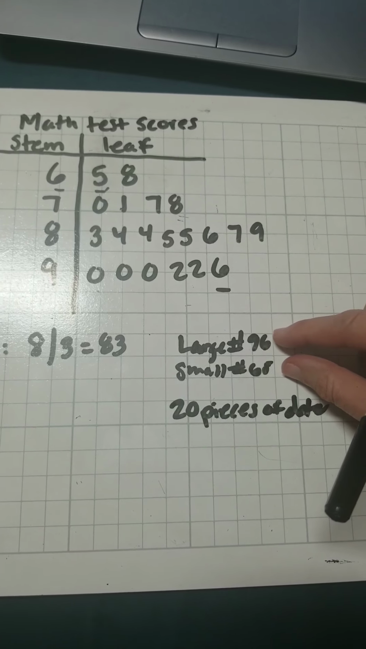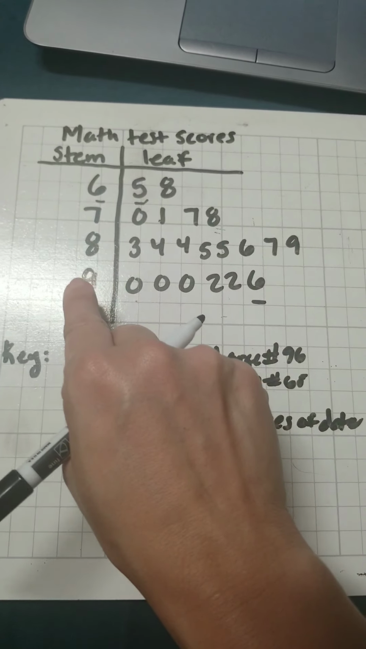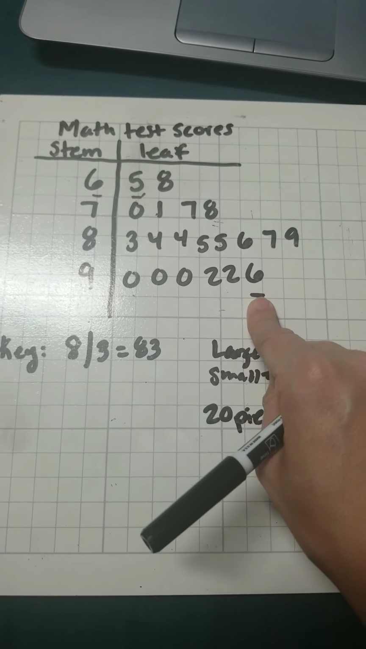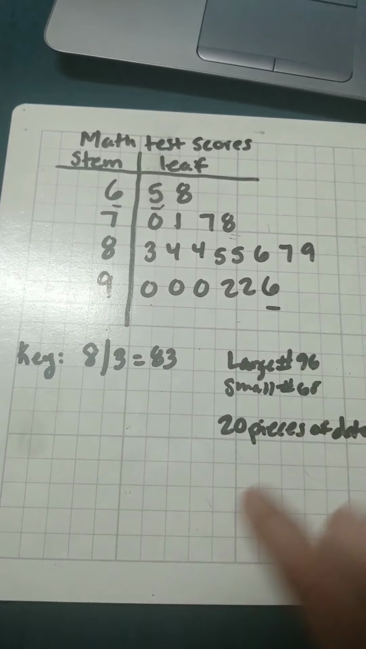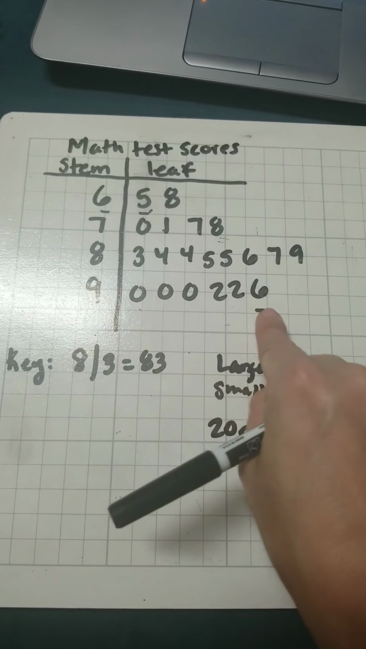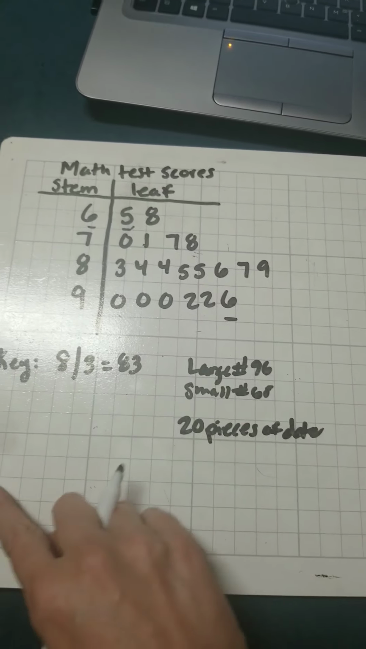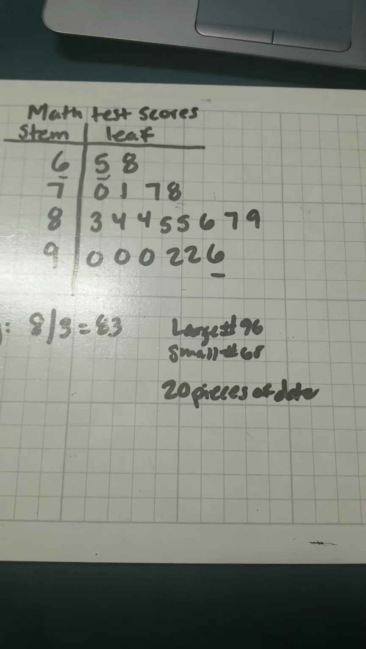Knowing how to find the largest and smallest number is going to be helpful for range. So your largest number is always the very last stem and the very last leaf. Your smallest number is always the very first stem and the very first leaf. So that's an easy way to remember that. It's last and first. Just like if you were to put it in order from least to greatest, 65 would be first and 96 would be last.